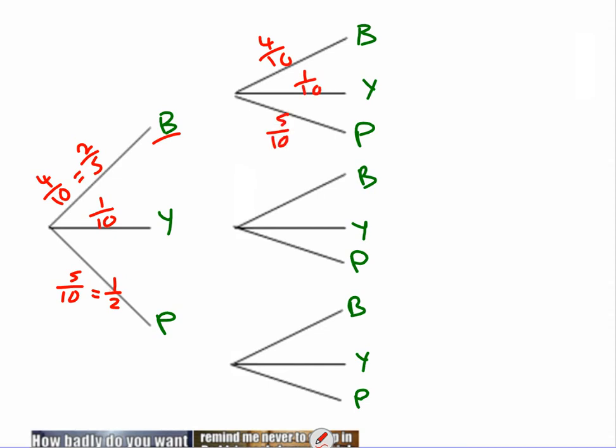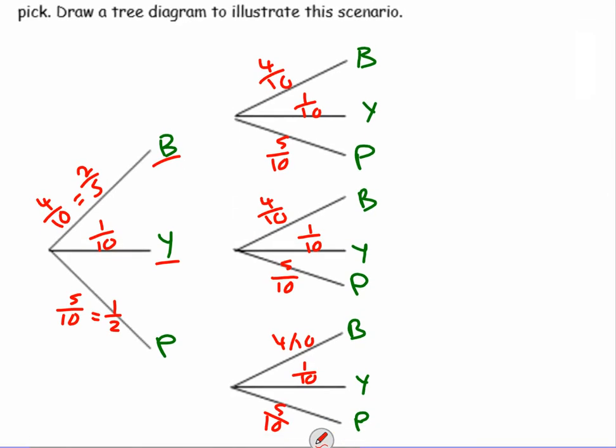Same thing if you took a yellow, but then you replaced it, then you're still going to have 10 socks and the same amount of each colour as you had to begin with. So same probabilities, 4/10, 1/10, 5/10. Same for this, 4/10, 1/10, 5/10. So how many outcomes do we have this time? We have 9 possible outcomes.